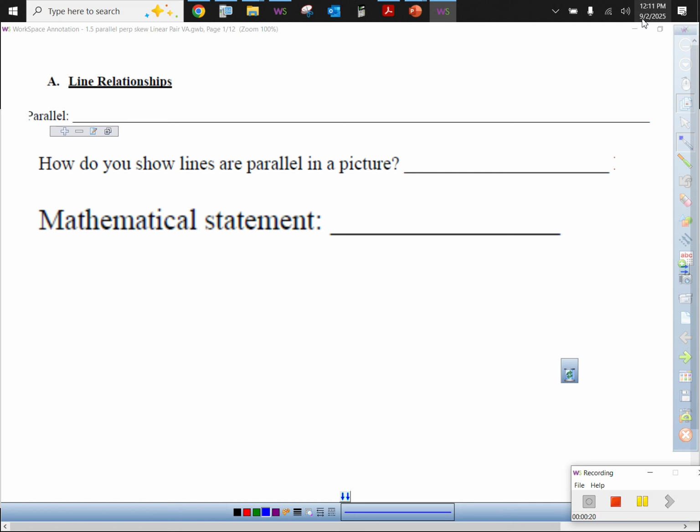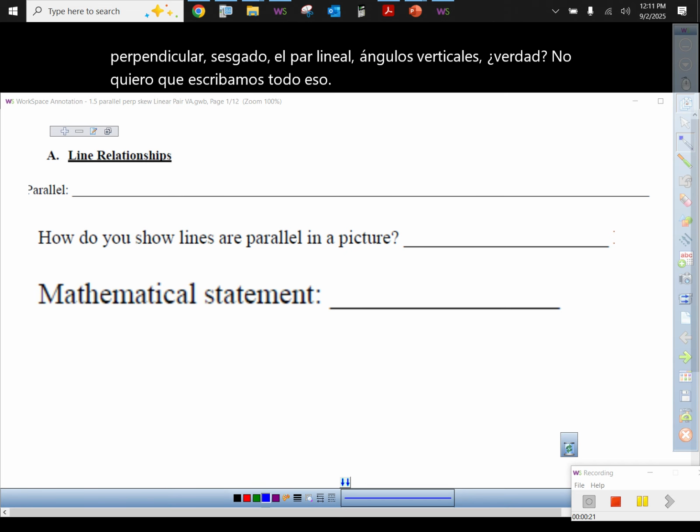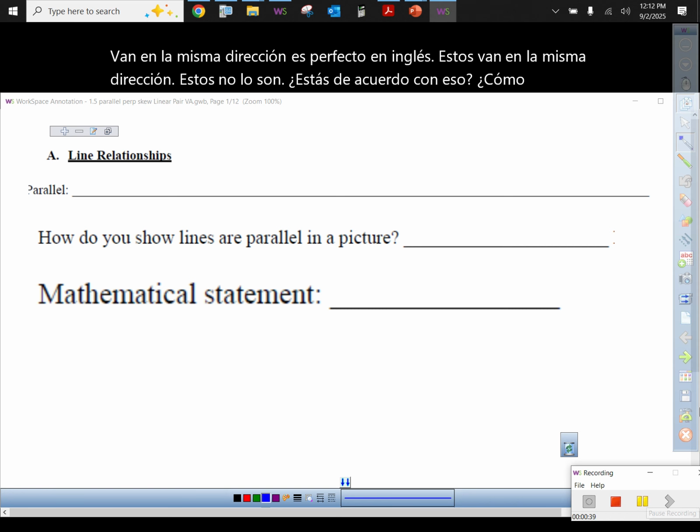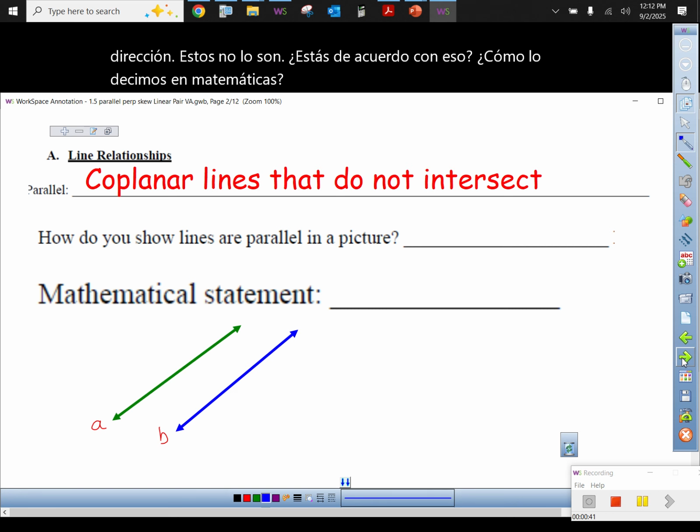So if I asked you what parallel meant, what do you think? Do you have a rough idea of what it meant for lines to be parallel? What do you think? I like the fact that somebody said opposite reciprocals in algebra. That's if they have... Here's what it means to be parallel in math. They have to be in the same plane. Coplanar lines that do not intersect are called parallel.